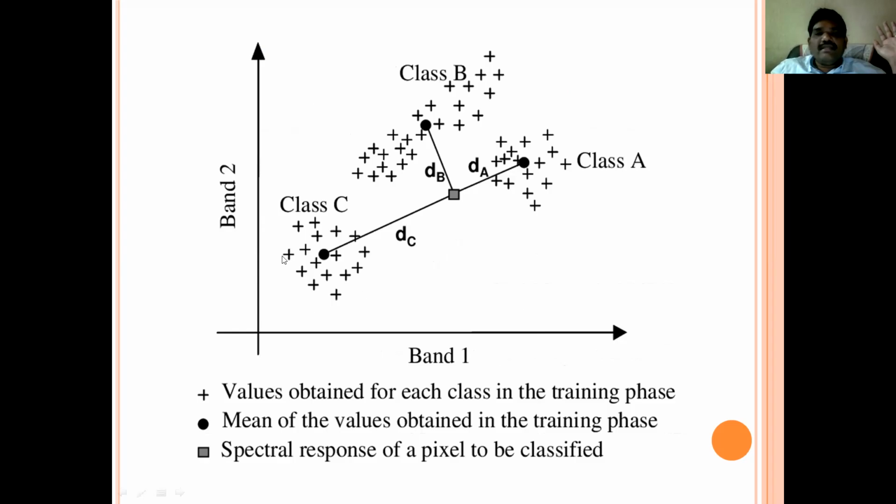This is band 1, band 2 digital numbers. Band 1 digital numbers and band 2 digital numbers. Under band 1, see all these are the resolution of the images, and this is for all these pixels, the resolution. Based on the resolution, one numerical description has formed as an algorithm, and all of them come under one cluster by the name class C, maybe water body.